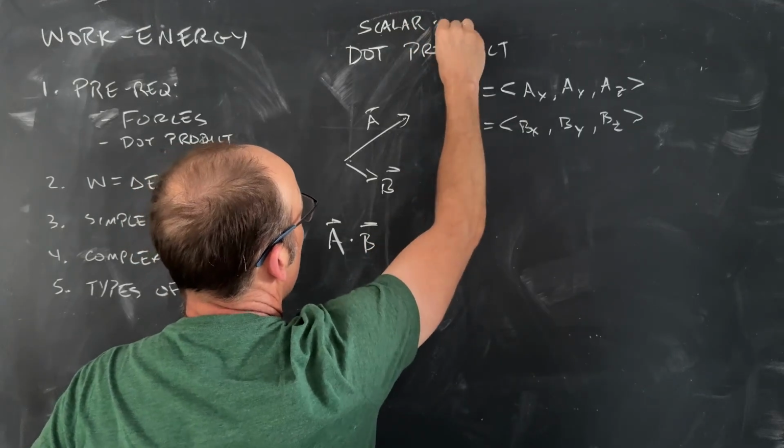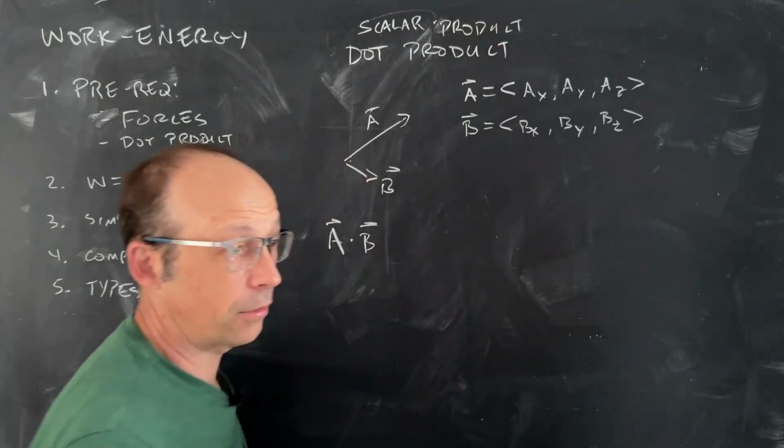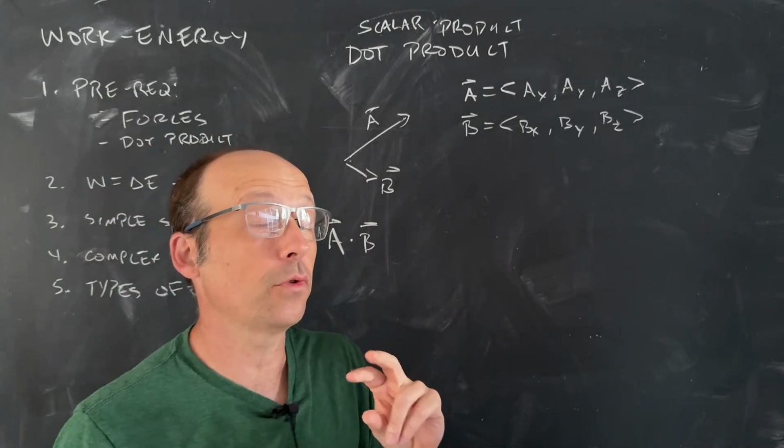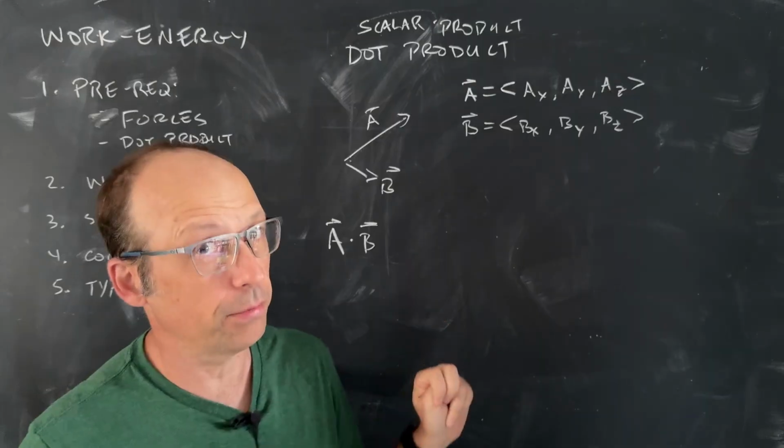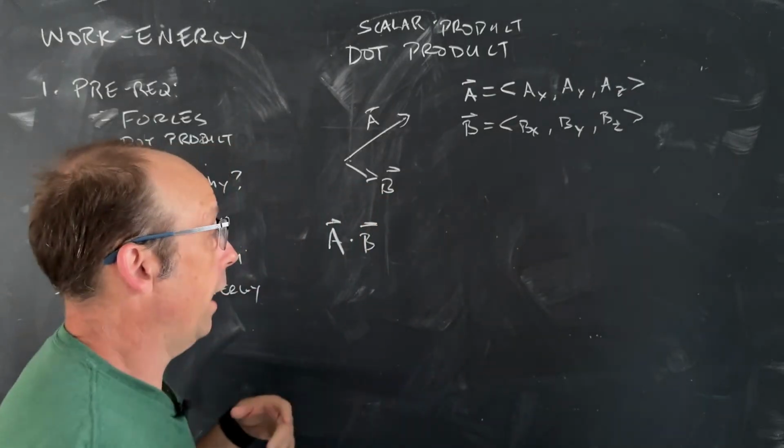There is another operation between vectors called the vector product, the cross product, but we don't need to talk about that yet. But this is important to know for that.